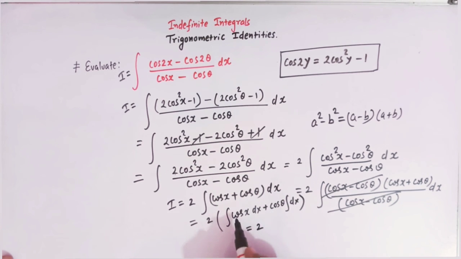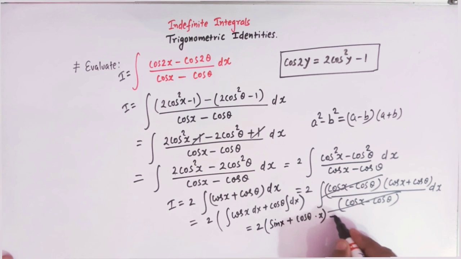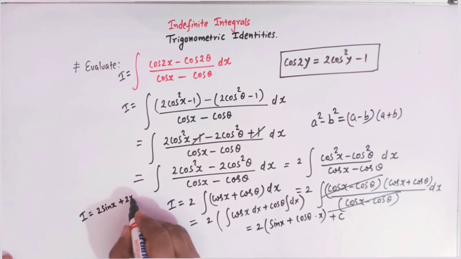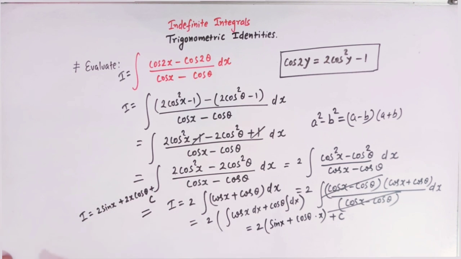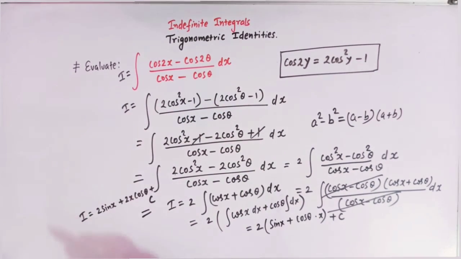And now see, the integral of cos x is sine x, and here we have cos of theta, and the integral of dx is simply x, right? And c is the constant of integration. So now we can finally write this expression as 2 times sine x plus x cos of theta, plus c, right? So this is the required integral of this function, right?